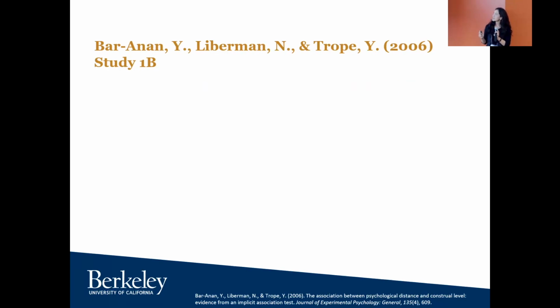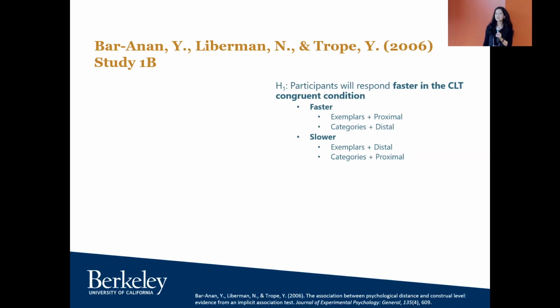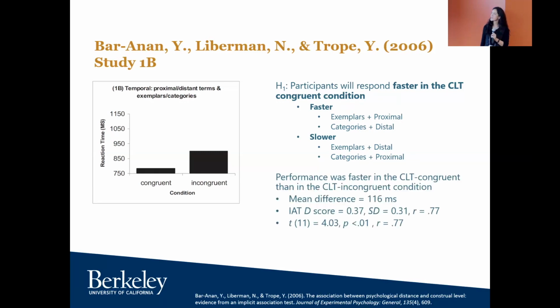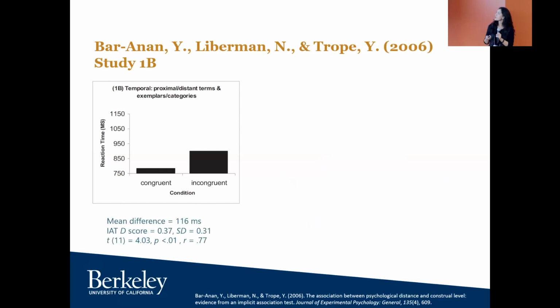So in the original study, they hypothesized that participants would respond faster to congruent trials. And this is what they found. So the response time was faster, so shorter, for congruent trials versus incongruent trials. This is their effect size. Mean difference was 116 milliseconds. IAT D score, which I think is like a distant relative of Cohen's d, so you can think about it that way. Pretty big effect size, 0.77.